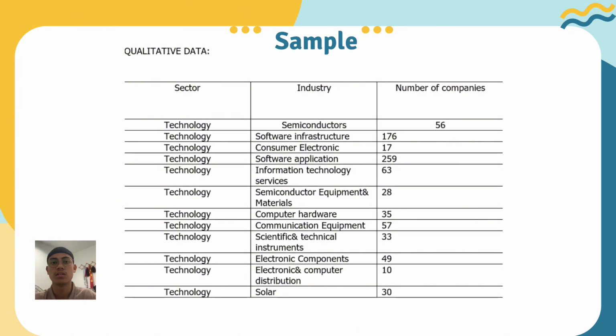This part focuses on the technology sector, identifying how many companies operate within each industry. The technology sector has a wide range of sub-industries, including semiconductors, software infrastructure, consumer electronics, and IT services. Let's look at this table. This table shows the distribution of companies within the technology sector. The software application industry has the highest number of companies, with 259. In contrast, smaller industries like consumer electronics and electronic components have fewer companies, with only 17 and 49 respectively.